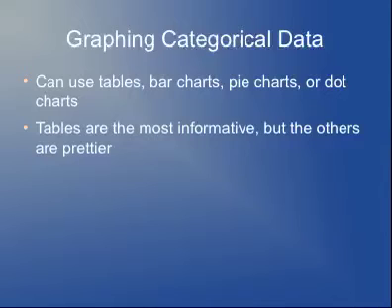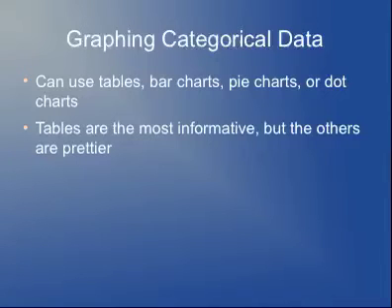Graphing categorical data, there's a number of ways that you can do it. Bar charts, pie charts, and dot charts are the main ones. Personally, my opinion is if you're summarizing categorical data, usually a table is the best way to do it, which isn't a graph per se. It tends to do a better job of summarizing the data and summarizing it more precisely.